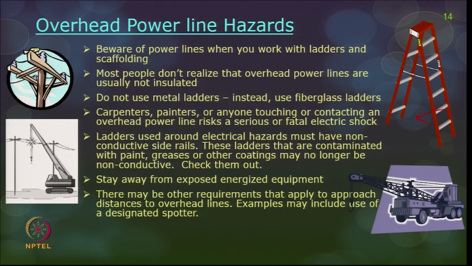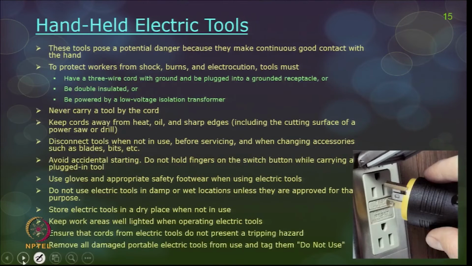Ladders used near electrical hazards must have non-conductive side rails. Sometimes what happens is these side rails may be contaminated with paint, grease or any other coating, and then they are no longer non-conductive. Okay, you have to check them out, clean the ladders properly so that they are actually safe for usage. Stay away from exposed energized equipment. There may be other requirements that apply to approach distances to overhead lines, and you may have to have a proper designated spotter, if you are not able to identify all these hazards.